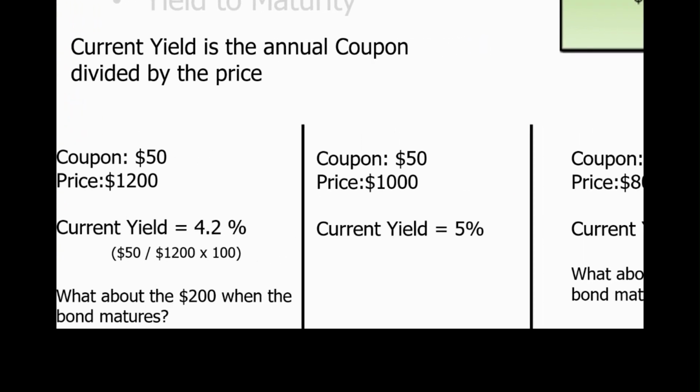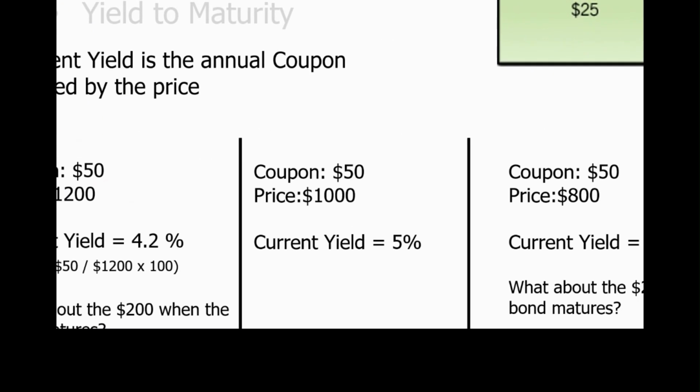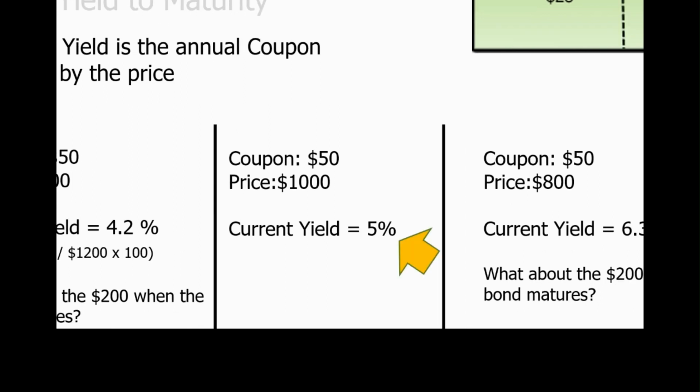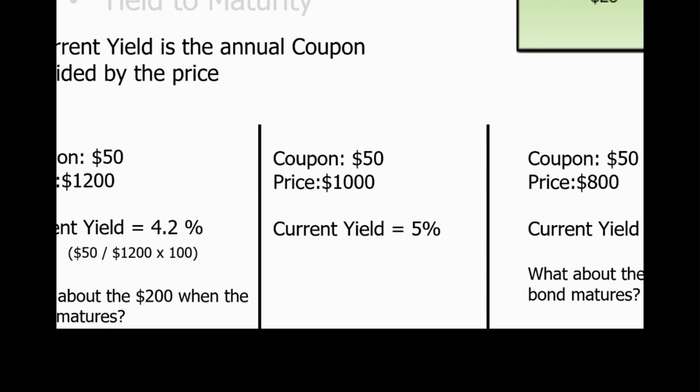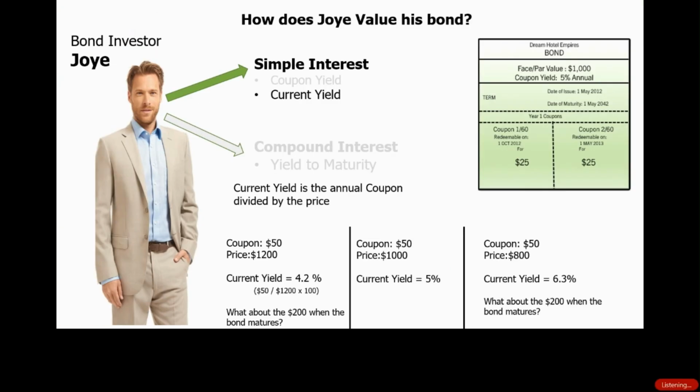Now let's move out to the middle where the face value of the bond matches the actual price of $1,000. And you take that coupon of $50 divided by $1,000, because that's the price you are buying it, and you can see that the current yield would be the same as the coupon yield. Now, if you talk about the bond that he's purchasing at a discount, let's say $800, you can see that the current yield goes up to 6.3%.